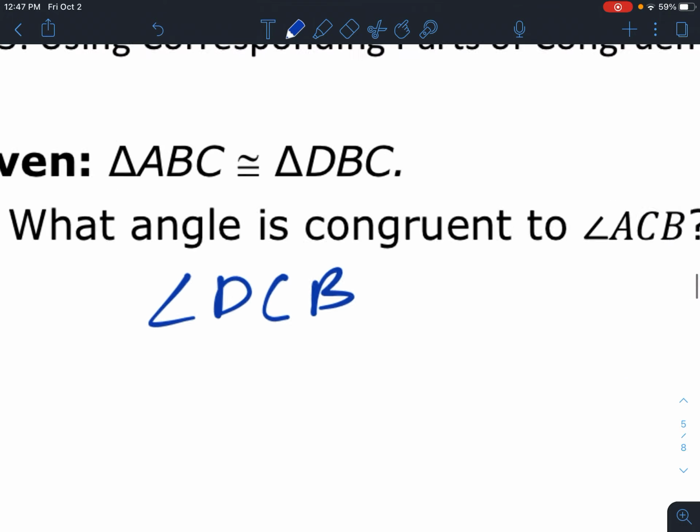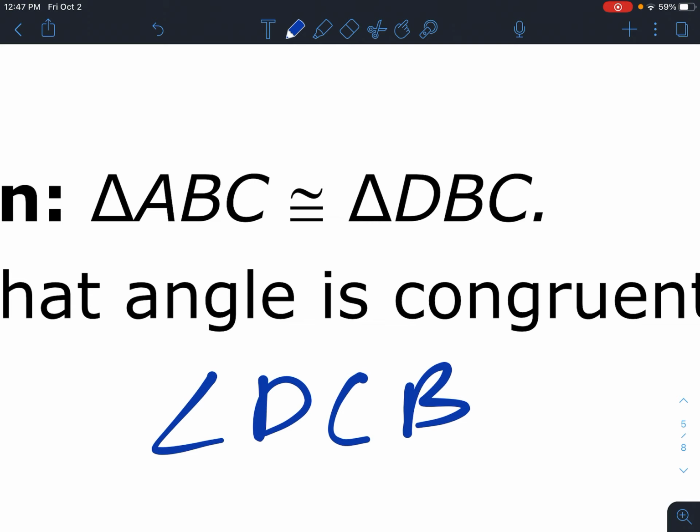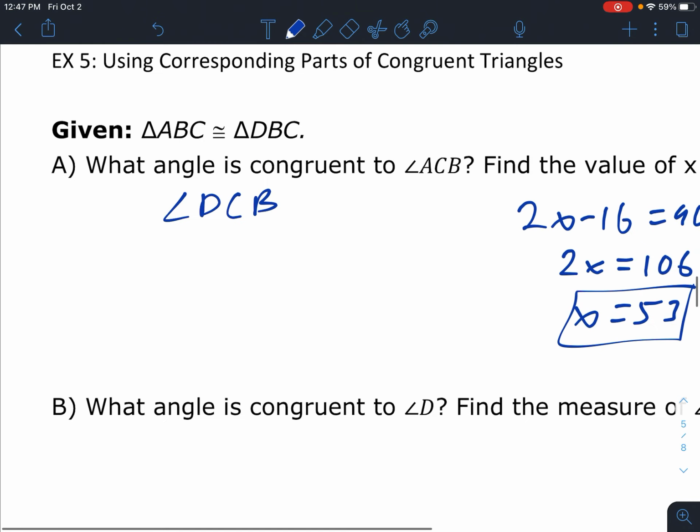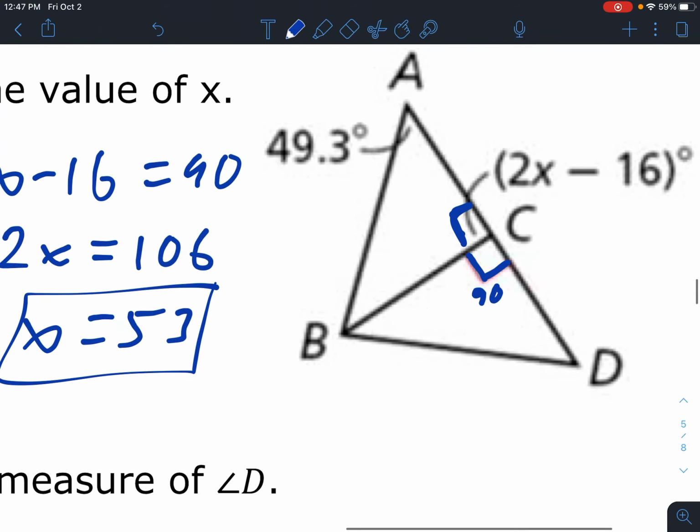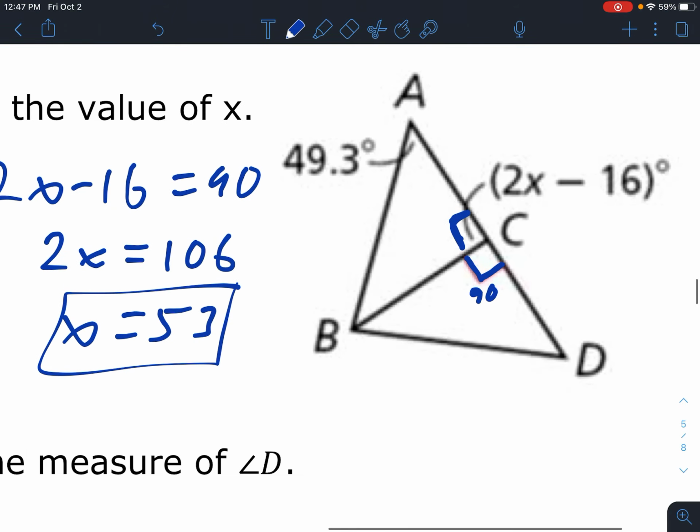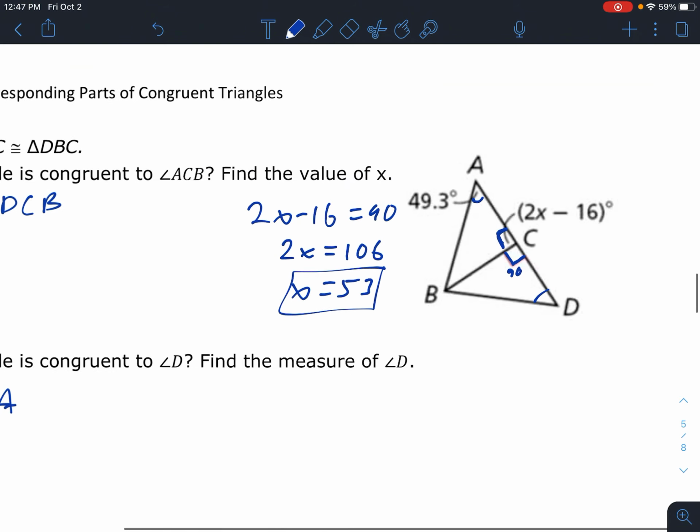Part B, what angle is congruent to D? Don't look at the picture, look up here. Angle D is congruent to angle A. Find the measure of angle D. Well, if this is 49.3, this is also 49.3.